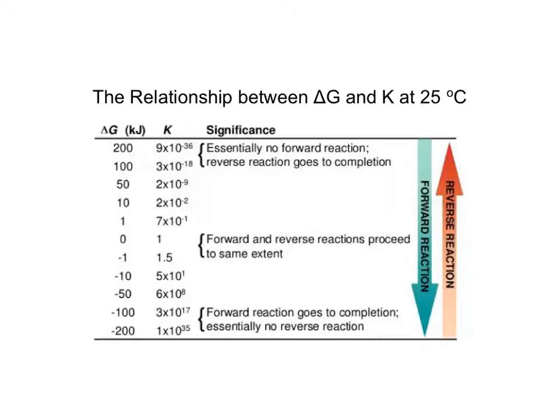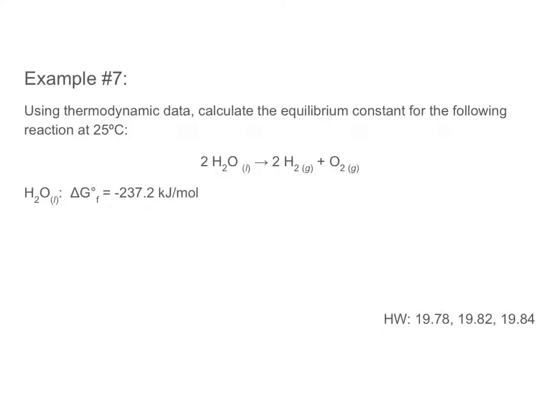All right, so then I'm going to walk through an example as to how this works. It says, using thermodynamic data, calculate the equilibrium constant for the following reaction at 25 degrees Celsius. Well, at 25 degrees Celsius, plus 273 gives me 298 K. We said that we are going to be using the change in free energy standard equals negative R times T times the natural log of K.